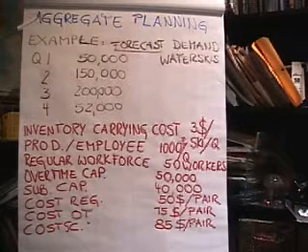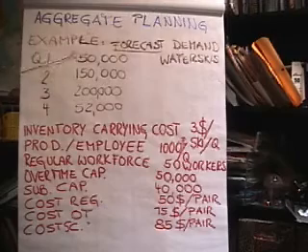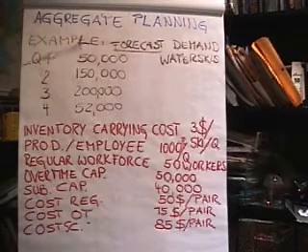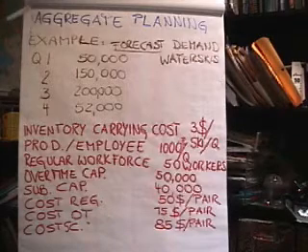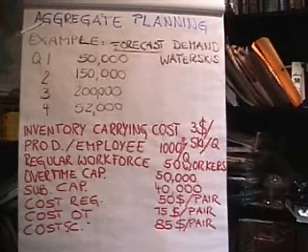Hello again. Today I'd like to discuss aggregate planning. This is planning of production generally for 6 months or about a year out in the future. And this is problem number 14 from our textbook.